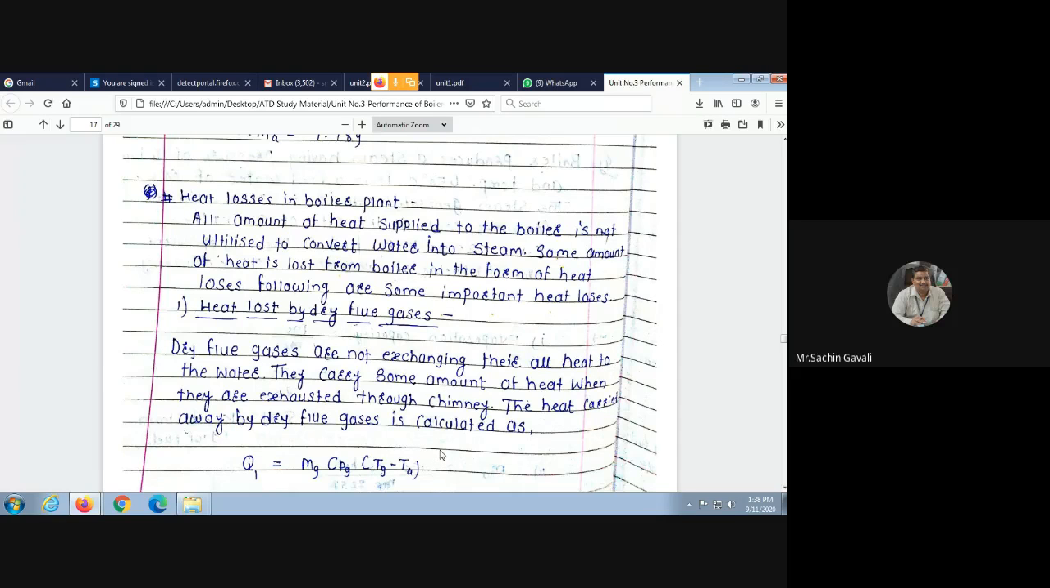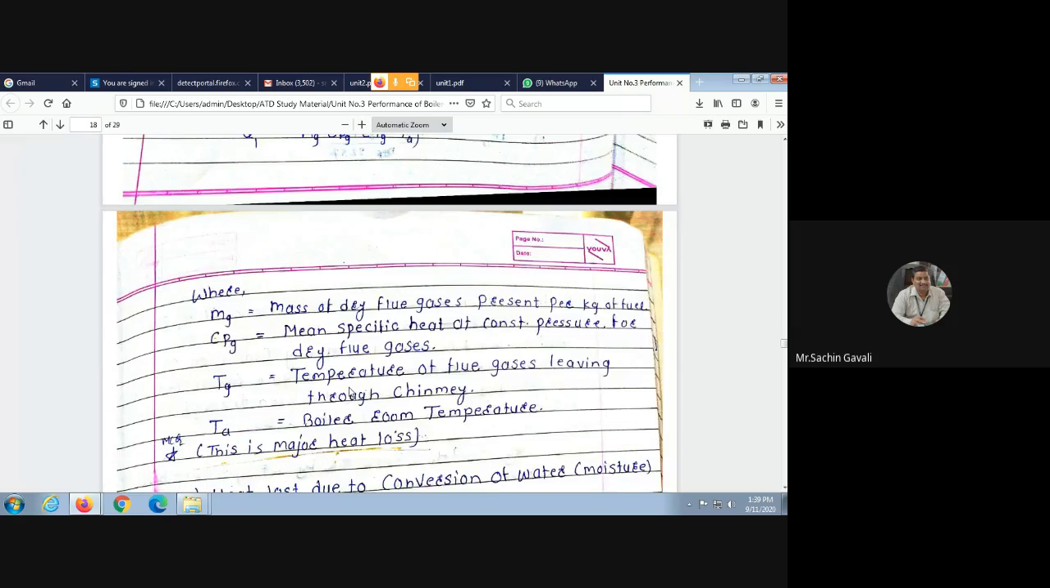And the formula is Q1 = mg Cpg (Tg minus Ta). Here mg is the mass of dry flue gases per kg of fuel, Cpg is the specific heat of dry flue gases, Tg is the temperature of flue gases leaving the chimney, and Ta is the ambient or boiler house temperature. So that day we have covered this.